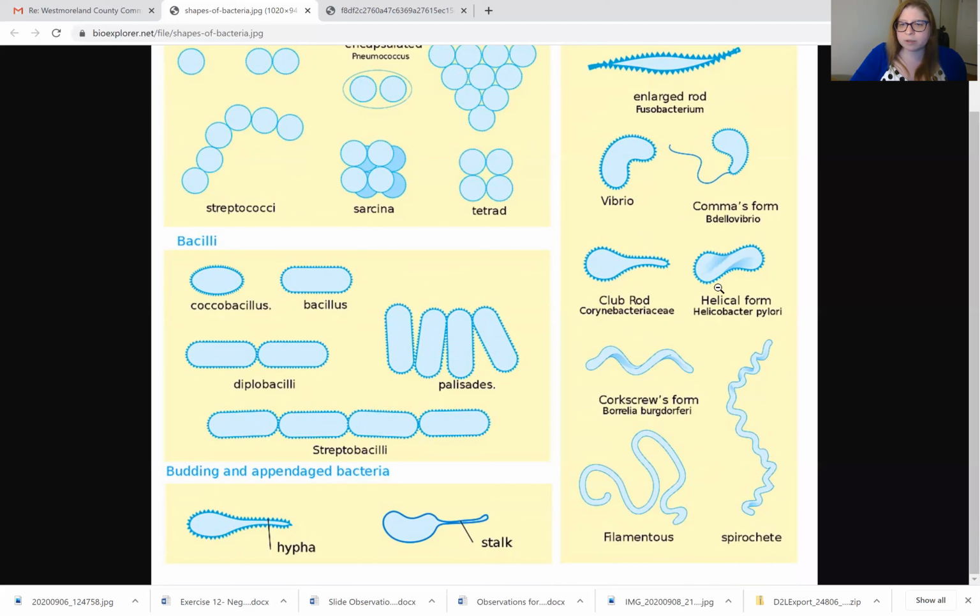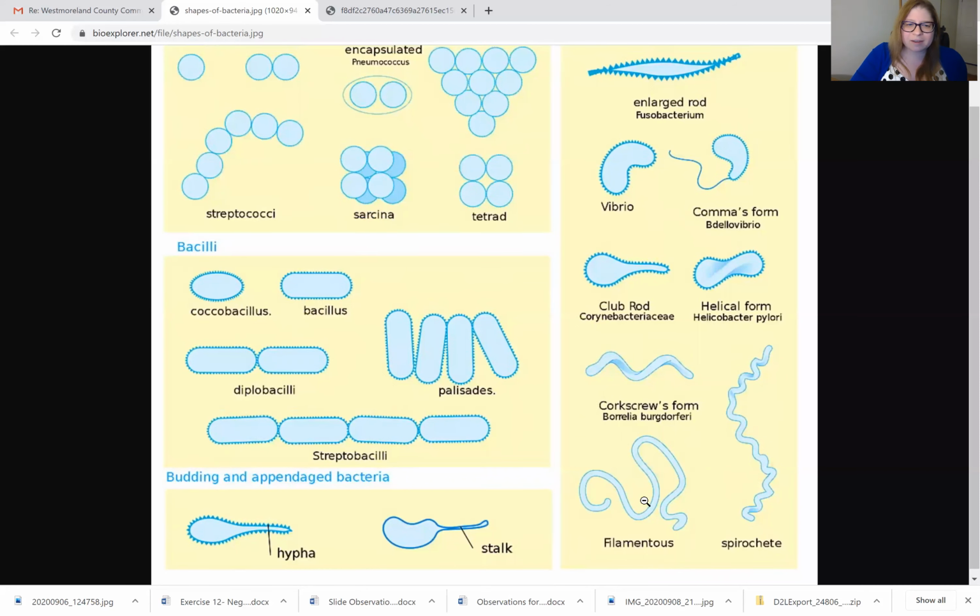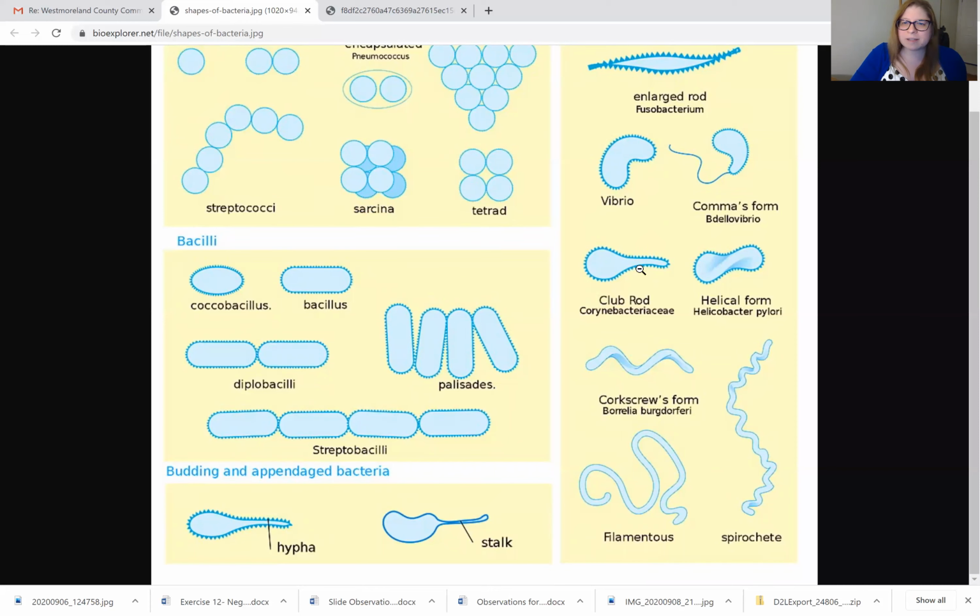There are also helicals, and there are corkscrews. There are spirochetes. These corkscrews are also called spirilli or spirilla. They're my favorite because it rhymes with my name. There are also filamentous bacteria. And then when you talk about the ones that have a sort of skinny end and a fatter end, you might talk about it being the body or the stalk of the bacteria.